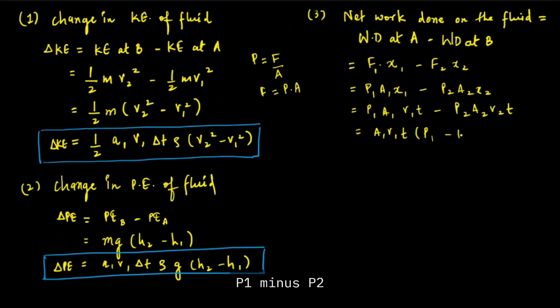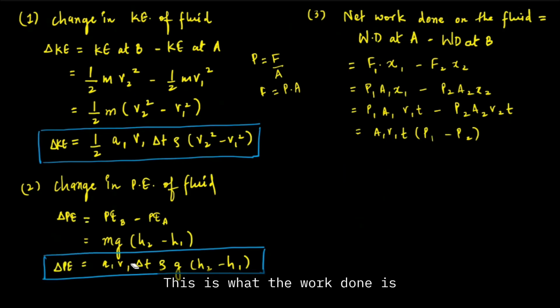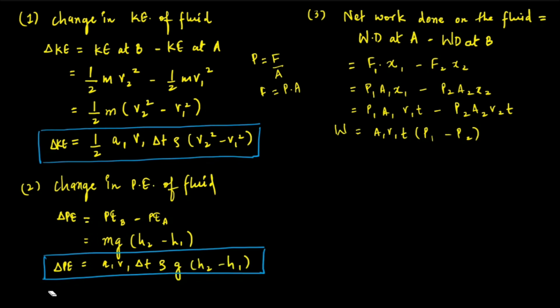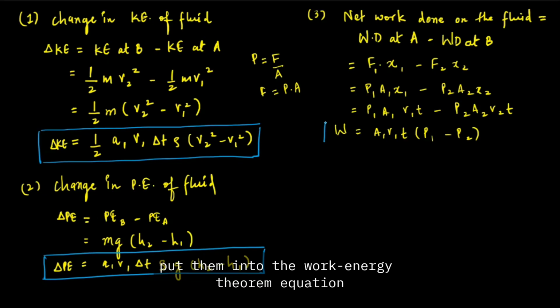P1 minus P2. So here, there is a final result. This is what the work done is. This is what the net work done is. So we got all the three things required to be substituted in the work energy theorem. Again, we calculated all these things to put them into the work energy theorem equation.